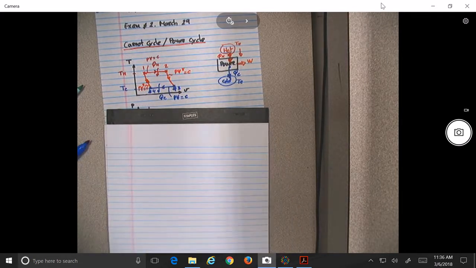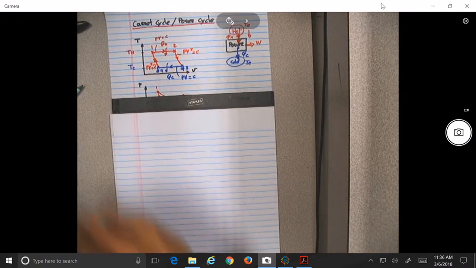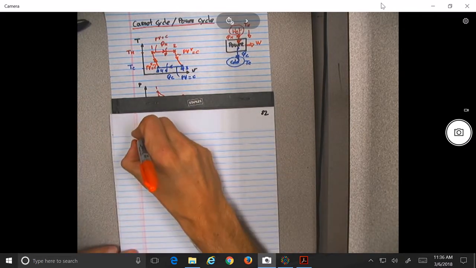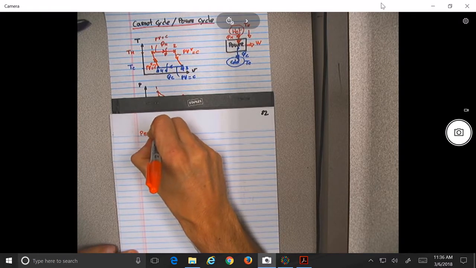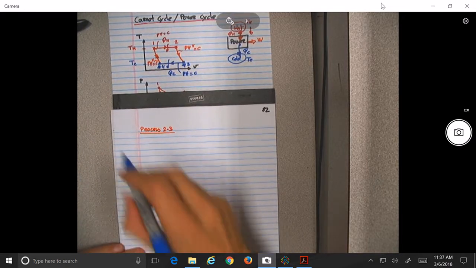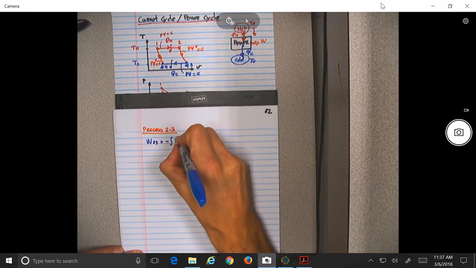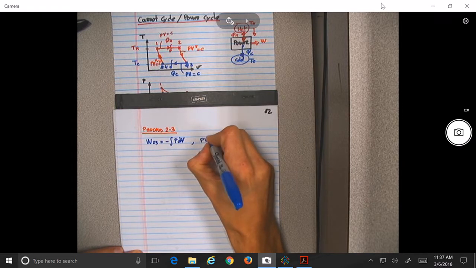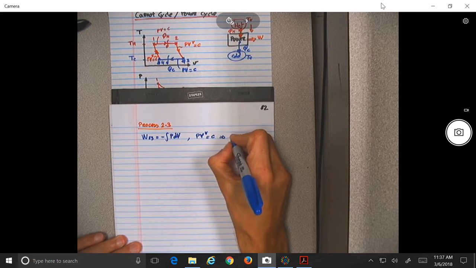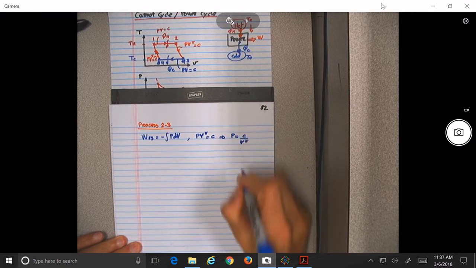Again, this is a good review class. So now we go to page 82. And following the same procedure, we're going to do the same thing for process 2, 3. So I start going a bit faster. So work 2, 3 is minus P dV. And we know that PV to the gamma in this case is equal to C. Okay? Which means that P equal to C over V to the gamma.